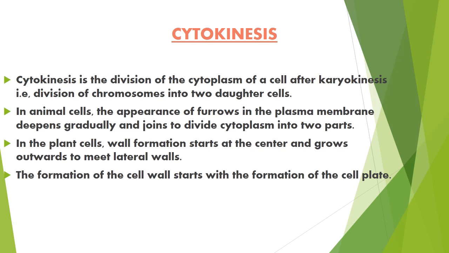In animal cells, the appearance of furrows in the plasma membrane deepens gradually and joins to divide the cytoplasm into two parts. In plant cells, wall formation starts at the center and grows outward to meet the lateral walls. The formation of the cell wall starts with the formation of the cell plate.